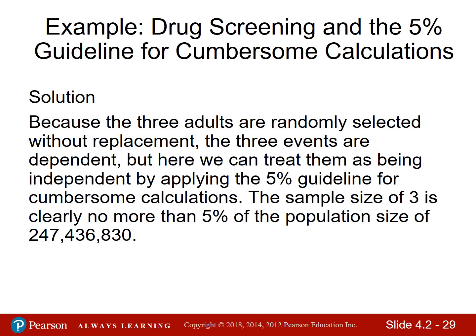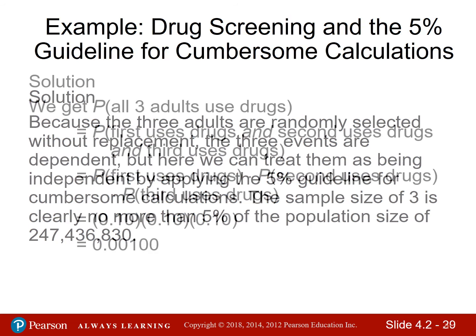Because the three adults are randomly selected without replacement, the three events are dependent. But here we can treat them as being independent by applying the 5% guideline. The sample size is only 3, so it's much less than 5% of the population size. Therefore, we can treat these as independent events.